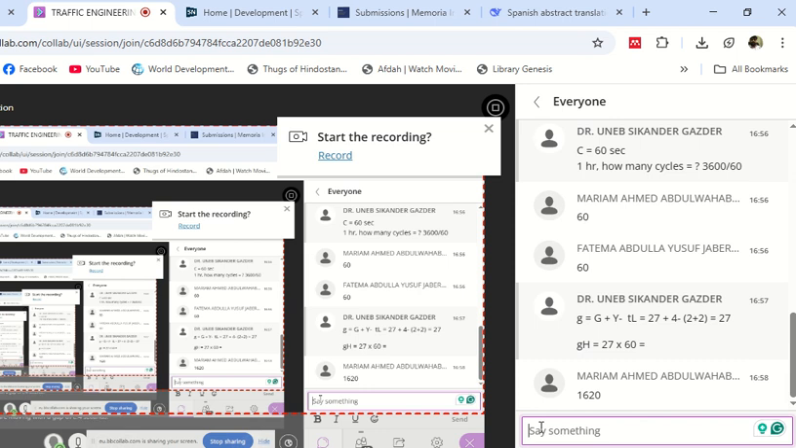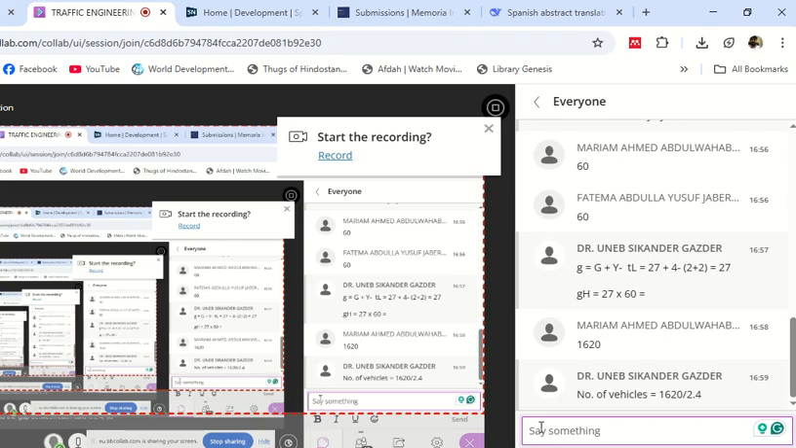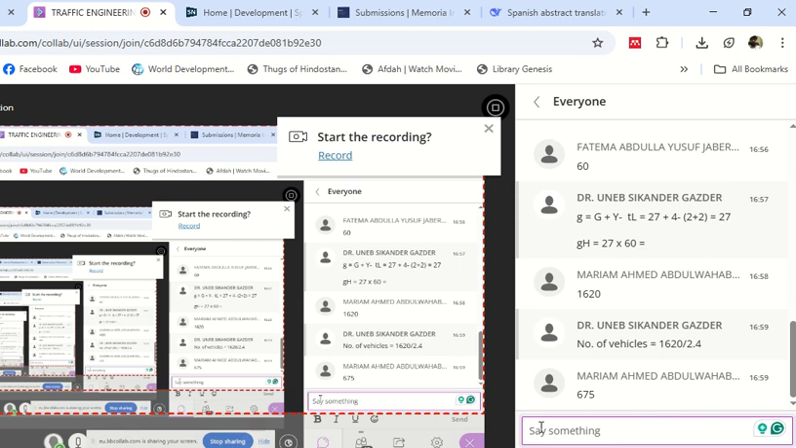Okay, so if I want the number of cars, number of vehicles, 1620 seconds total I have, and the gap between each car is 2.4. So this is how many cars I can have in 1 hour. Okay, 675 vehicles. Okay, this is method 1. Any questions?